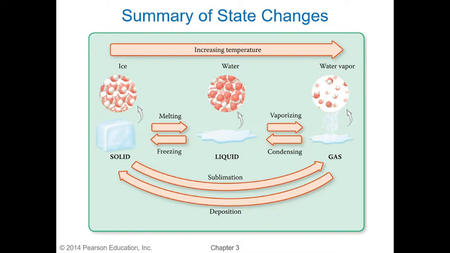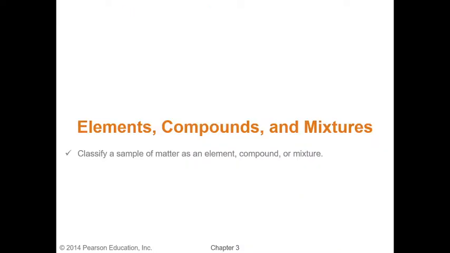So we're done discussing the three states of matter and the phase changes involving these three states of matter. Now, we will jump to another topic, which is the classification of matter. So, we will hit here the objective. We will classify a sample of matter as an element or a compound or a mixture.